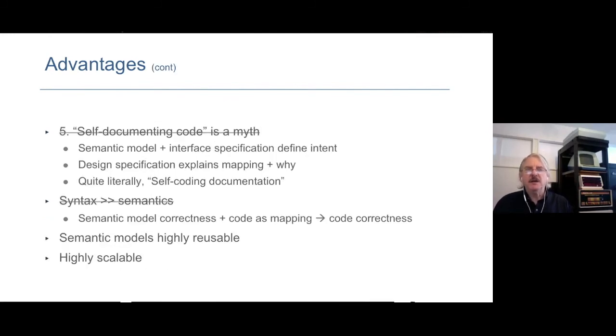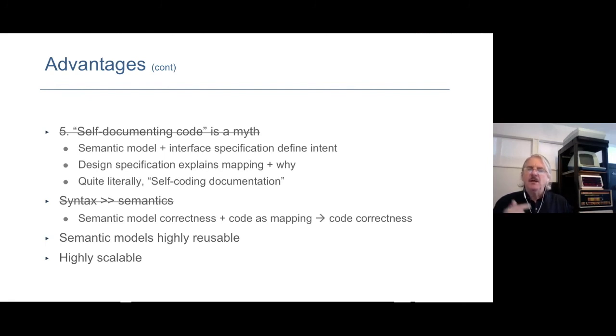Okay, self-documenting code is a myth. The semantic model and the interface specification are defining the intent of the code. The code exists to automate the semantics in the semantic model and the interface specification. That's the intent of the code. And so I now know what the intent of the code is. And the design specification should in fact explain the mapping and the why that mapping is chosen.